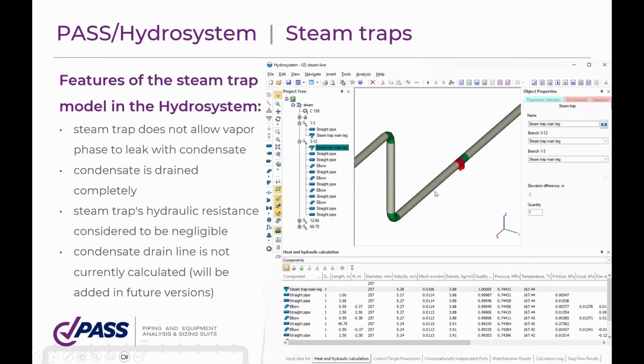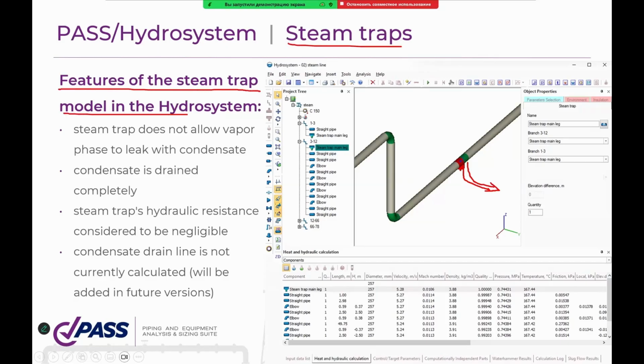Then another new feature of HYDROSYSTEM 4.7 that I would like to discuss is that we now have the ability to take into account steam traps that will take away all the condensate that is condensed in two-phase flow out of this piping system. So we have a special element which is called a steam trap, and in HYDROSYSTEM it works like this.